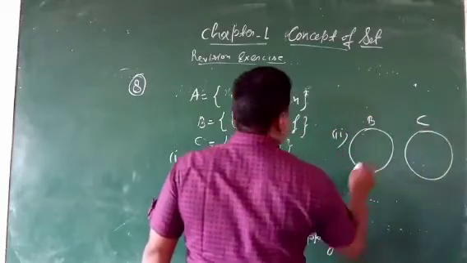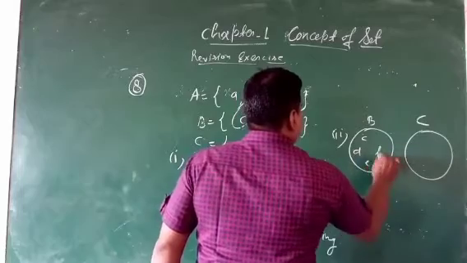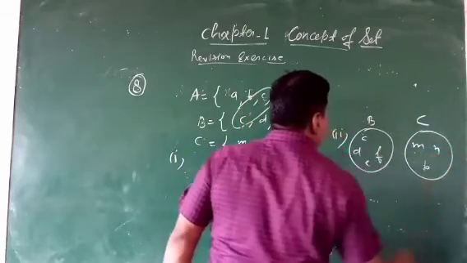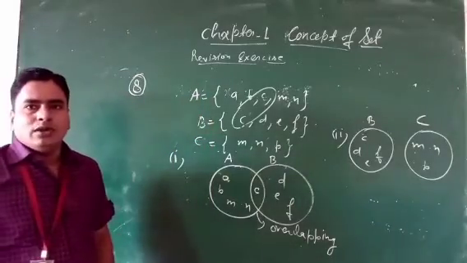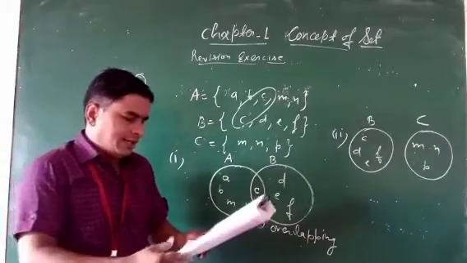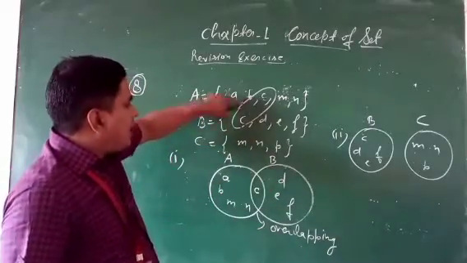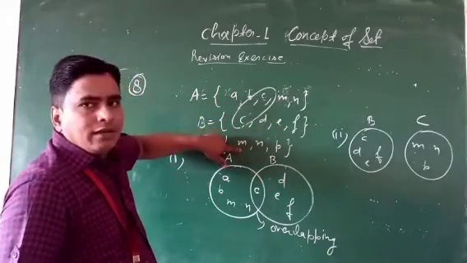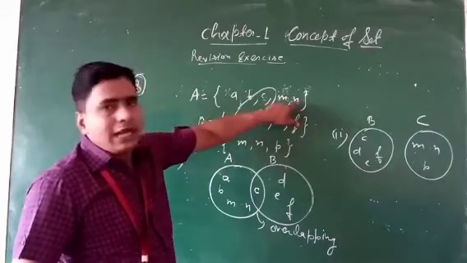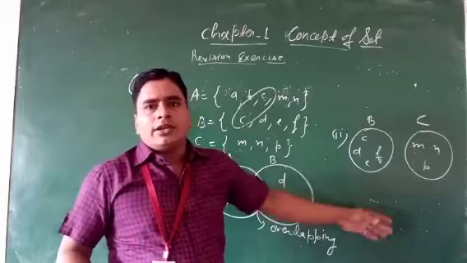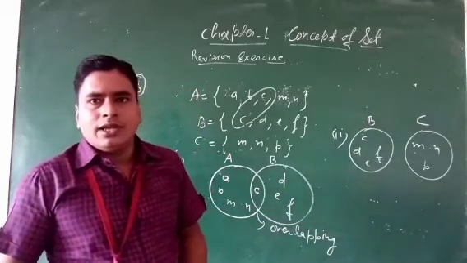B and C: C, D, E, F, M and P, no element common. So these two sets are disjoint sets. Clear? Third part, A and C are overlapping sets. Here two elements are common, M and N. In the same way, here you can draw the Venn diagram. Clear? Okay.